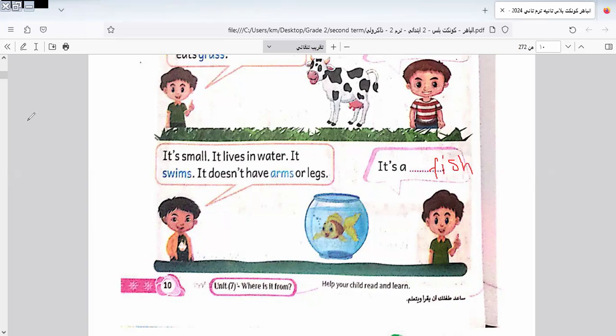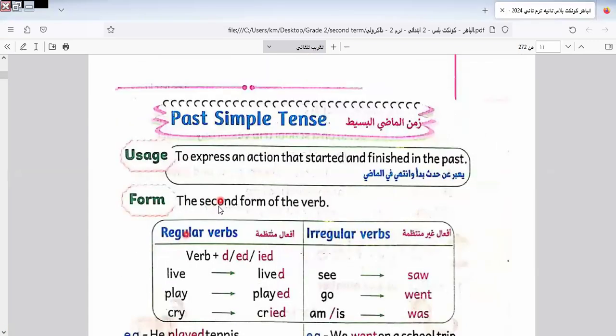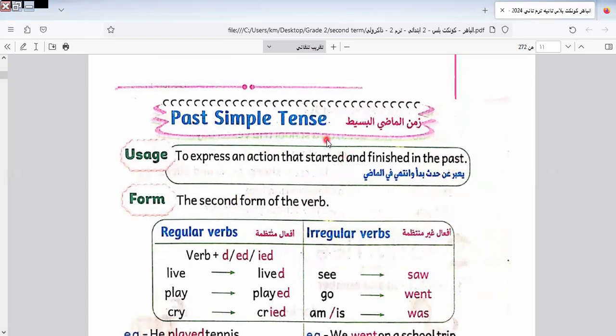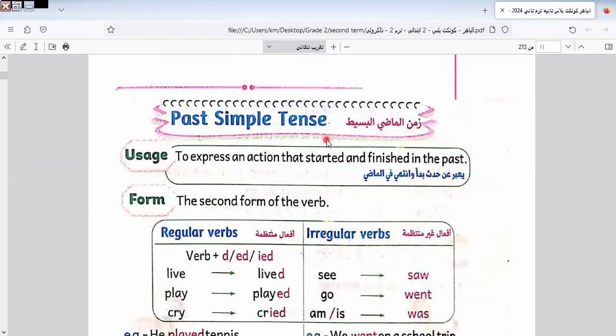Let's go to another item here in this part. Let's go to another item. As we told you, I explained during the lesson the past simple tense. Today, we'll go over the past simple tense.